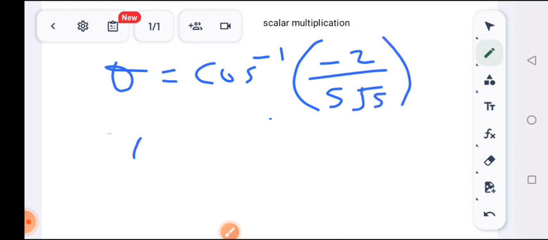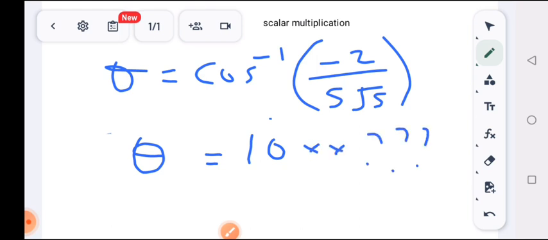Now if you press your calculator correctly, hopefully you'll be getting over 100 and something degrees. I'm not with a calculator right now and I cannot process this mentally, but because I've done this before, I strongly believe that the answer will be 100 and something, probably 103 degrees or something. Okay, so that is how to find the scalar product and angle.